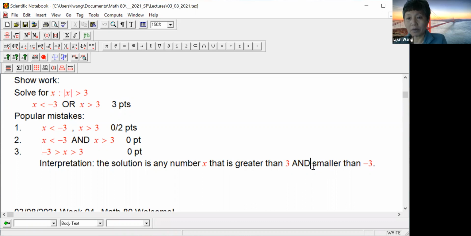Is there a number that is larger than 3 and at the same time smaller than -3? Does such a number exist? Could you guys say something? Does such a number exist for you?